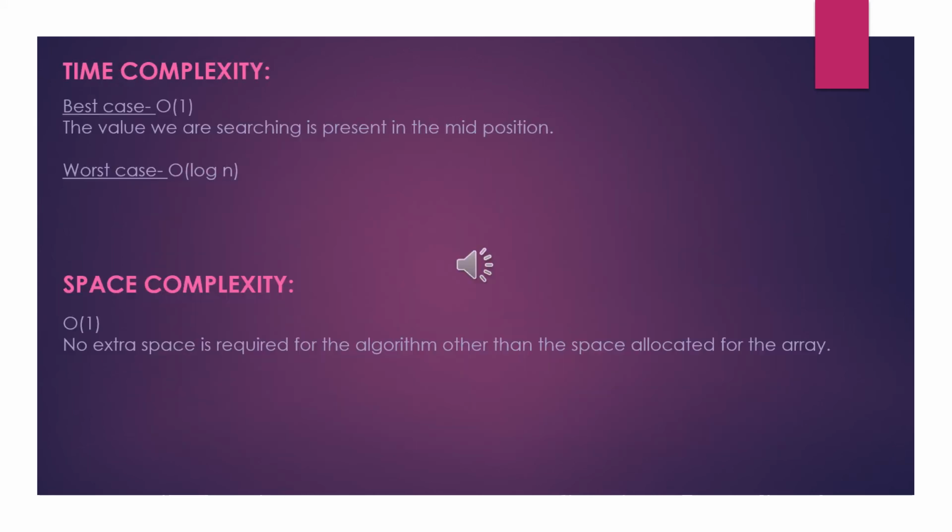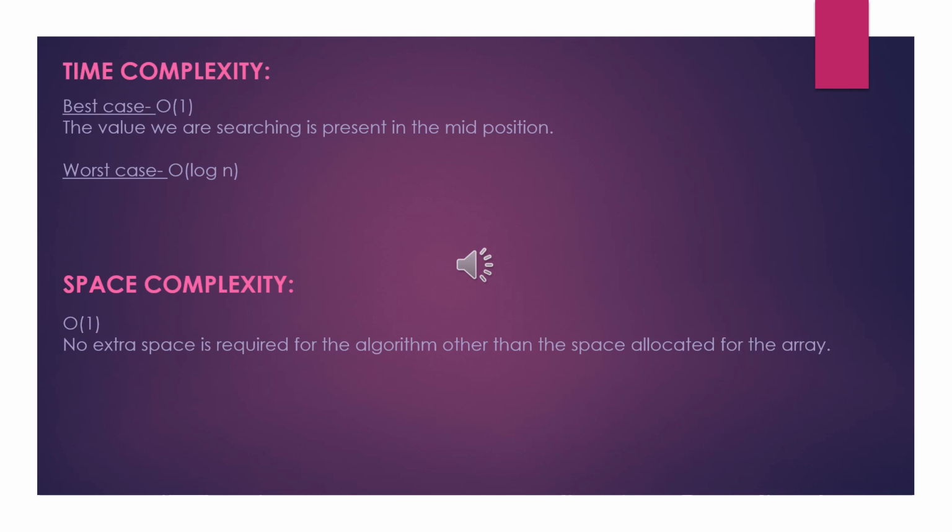Now let us look at the time complexity. In case of binary search, the best case is still big O of 1, that is in the first search itself we find the element. So the first search will be in the mid position. So in the mid position if we get the element, then that is our best case. And the worst case we can see is big O of log n.